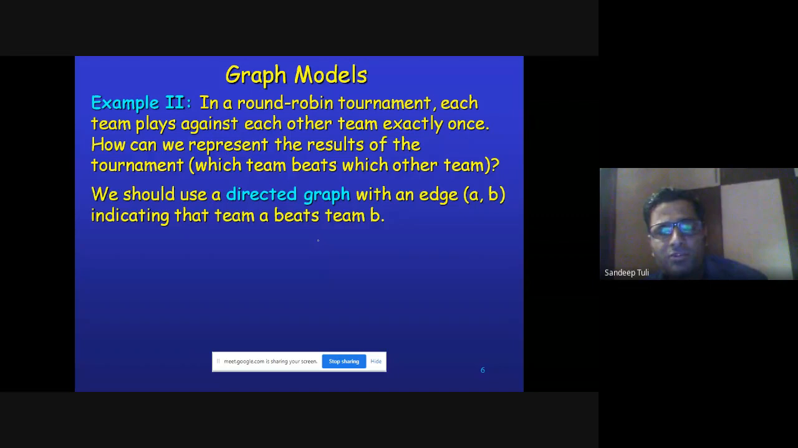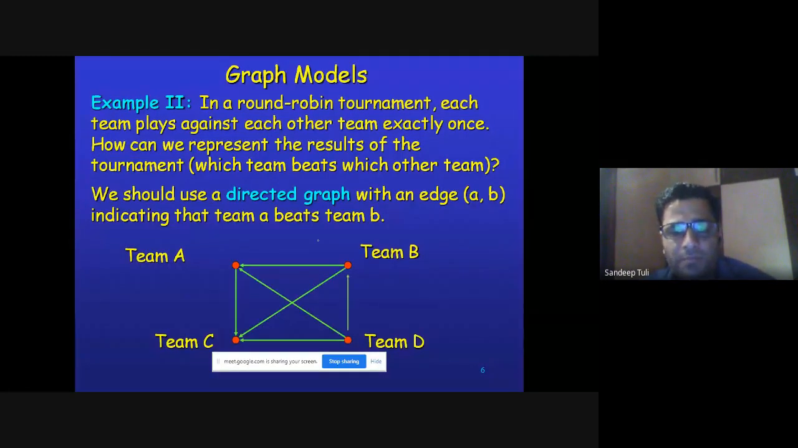Let us look at that. We should use a directed graph in that case, where an edge from A to B indicates team A beats team B. So in this way we can represent it. This is the way to represent this particular tournament. Now team A is fighting with every other team, B, C and D. With the help of this graph, if there is an edge from A to B, then A beats team B. So if the edge is from A to C, who is the winner?